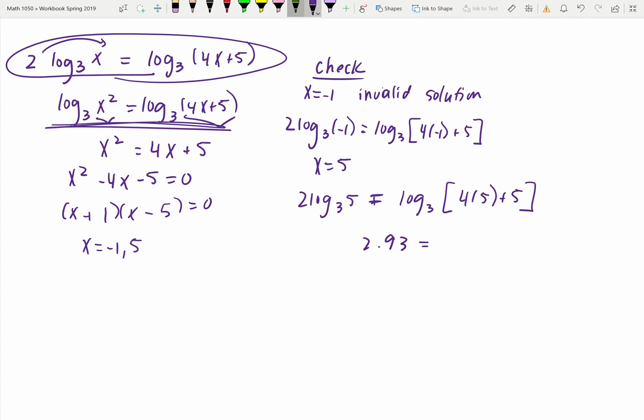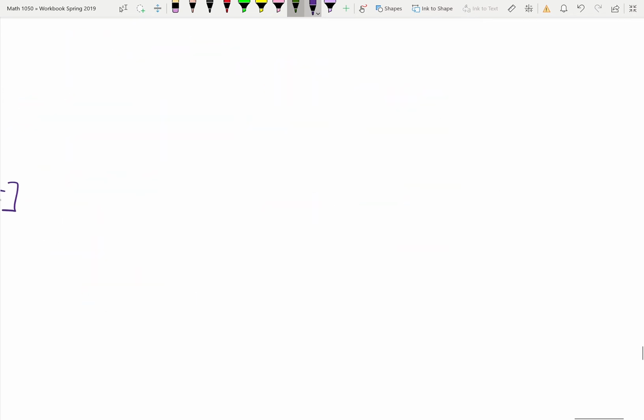Left-hand side, I'm going to go log 4 times 5 is 20 plus 5 is 25. So it's log 25, close it out, divided by log 3, close it out. I get exactly the same thing. The only thing I highlight is my answer, which is x equals 5. Okay, I'm done. Okay, here's number 9.